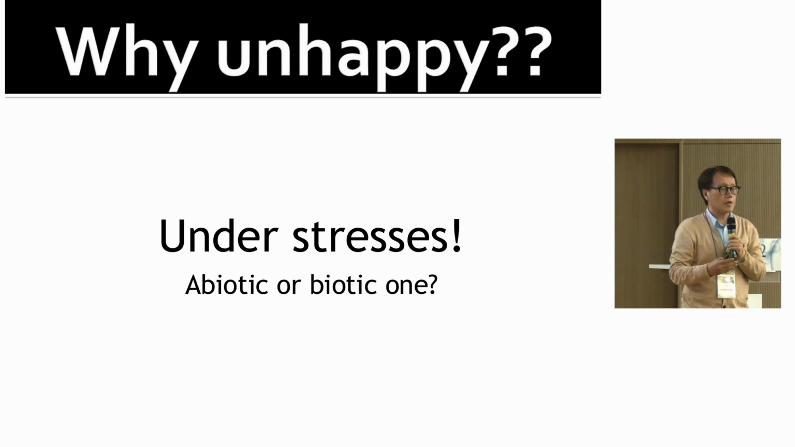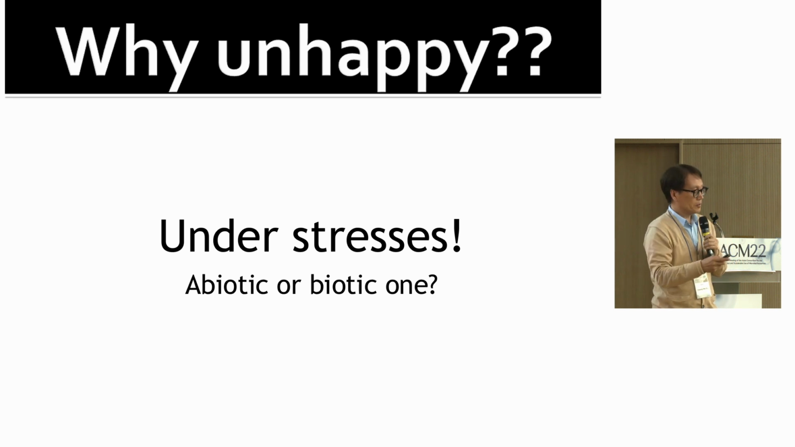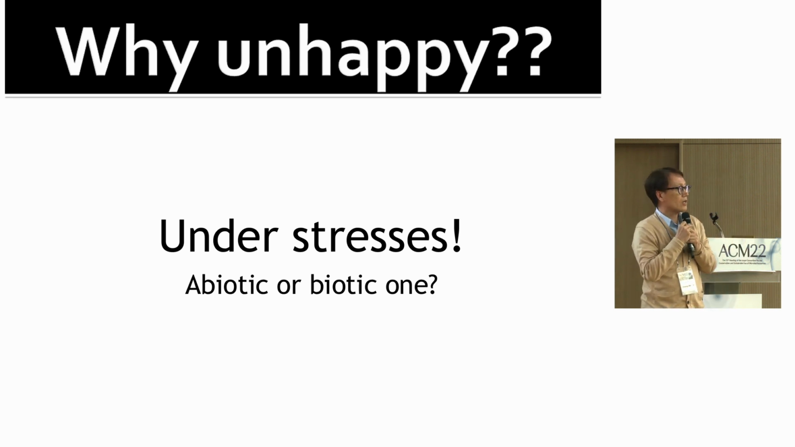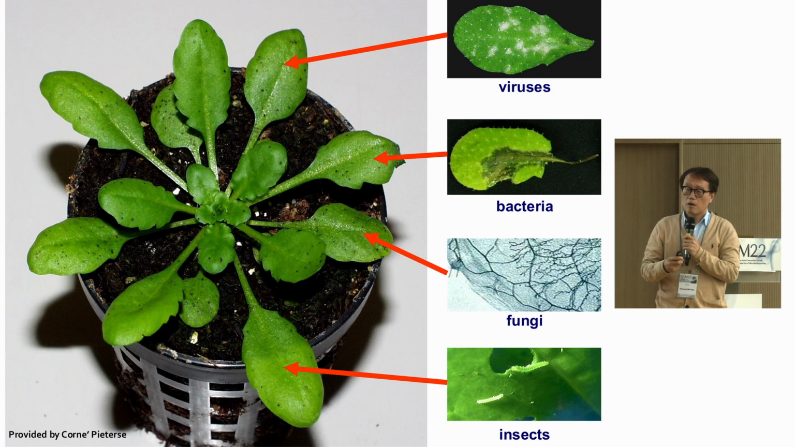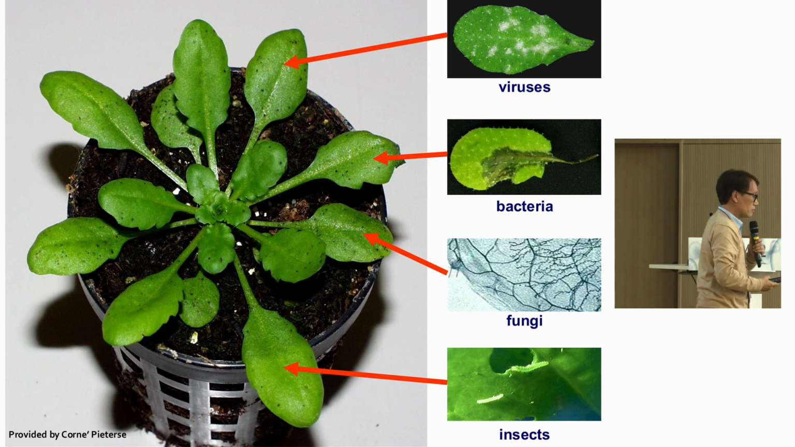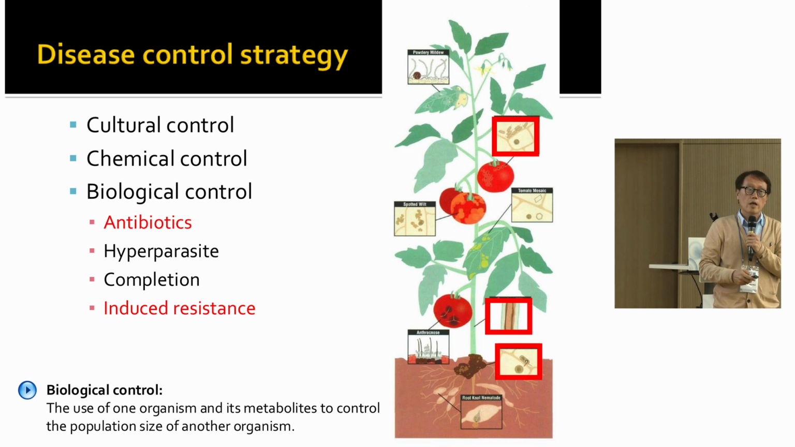So why is it unhappy? Like human beings, plants are also under stress. So what kind of stresses? Biotic and abiotic stresses. As you can see here, plants get a lot of biotic stresses like viruses, bacteria, fungi, and insects. So human beings try to control those kinds of biological factors.